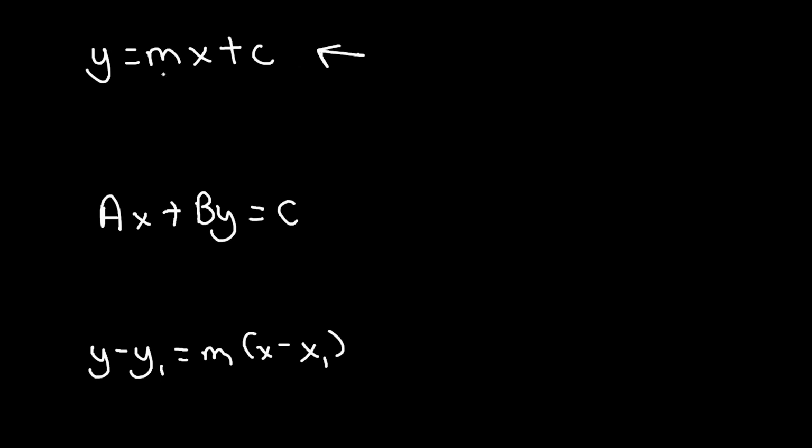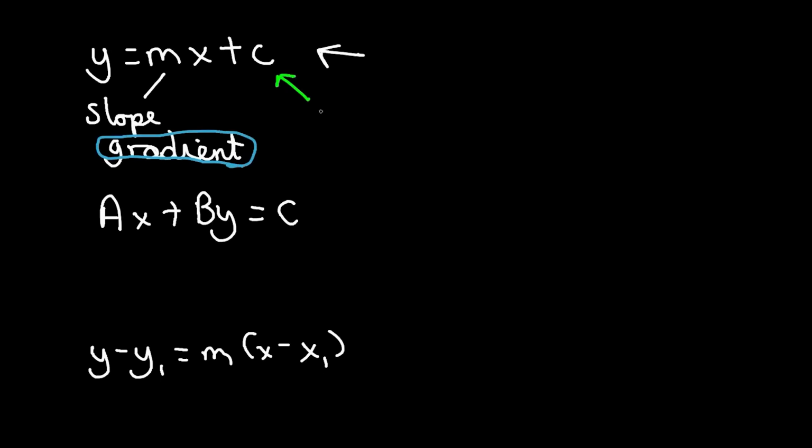Here, m means the slope, but this is really called the gradient. This is the scientific term. The gradient is the slope. C is the y-intercept, where the line crosses the y-axis. This is commonly called the standard form. Standard form.